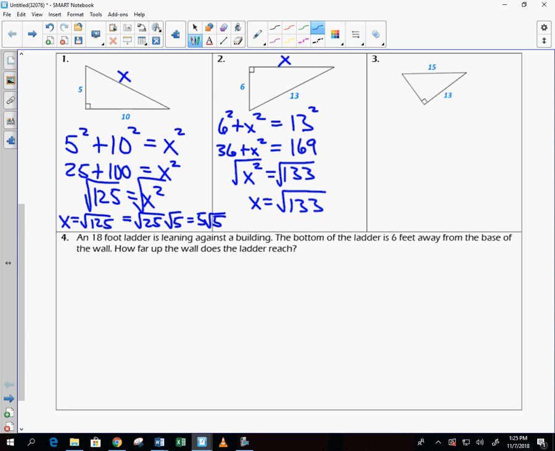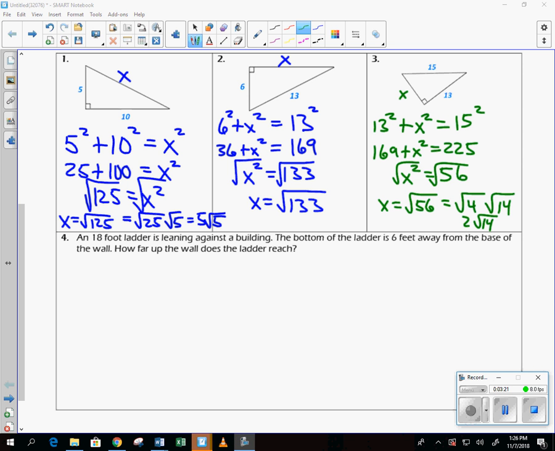Please try number 3 on your own. Did you come up with 56? Okay, square root of 56, that's a tough one. 56 is divisible by 4 and 14. So 4 is the perfect square that goes in. So we are left with 2 roots of 14. That's the answer. Okay. One more Pythagorean theorem problem.